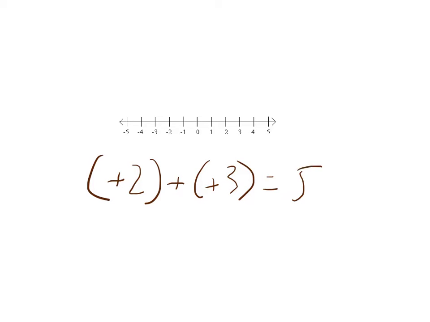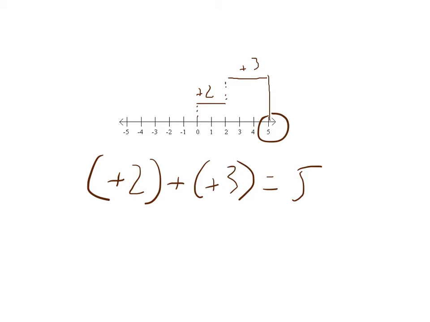If we add two positively signed numbers, we should get a positive number as well. We start at 0, we add 2, go up and add 3 more. I'm left with a positive 5.